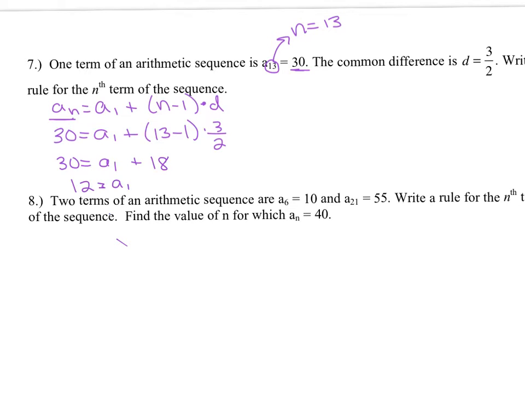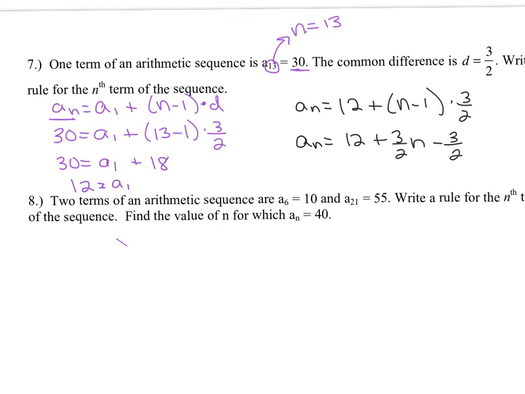So once we know what a sub 1 is, we can go ahead and just substitute that back into that equation, now just using a sub n. So we have a sub n. Now we know that first term, a sub 1, is 12 plus n minus 1. We're back to using n because we're using the general form. And then 3/2. A sub n is equal to 12. And now distributing the 3/2, you get 3/2 n minus 3/2.